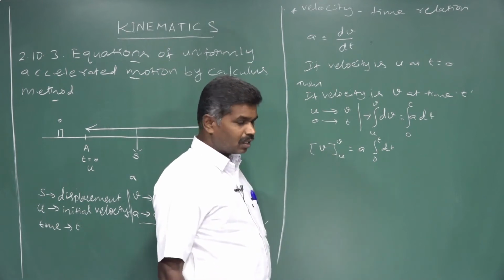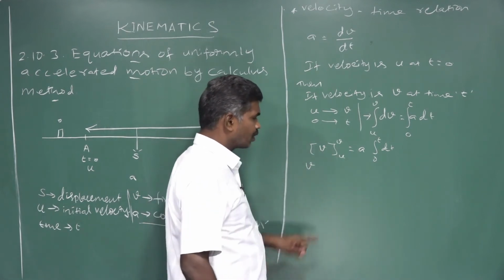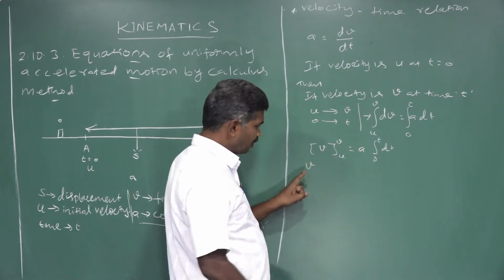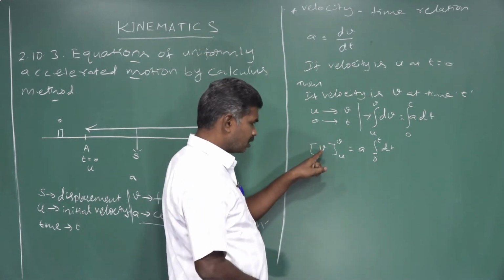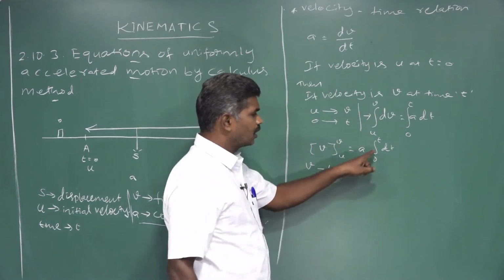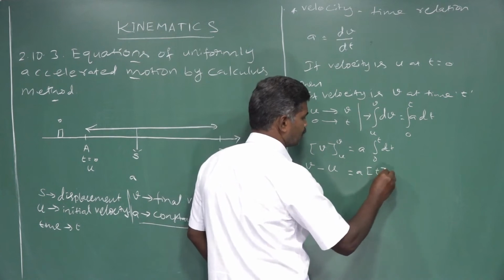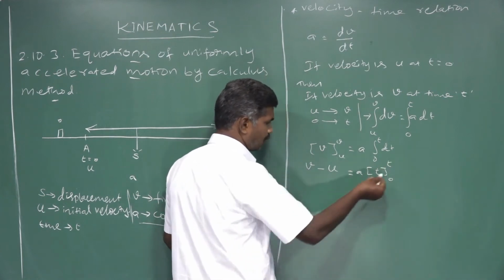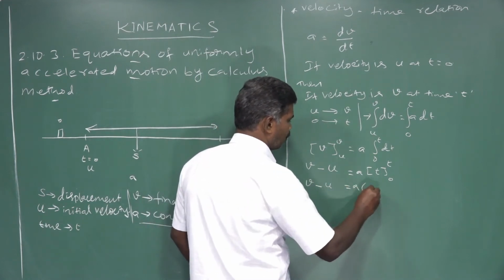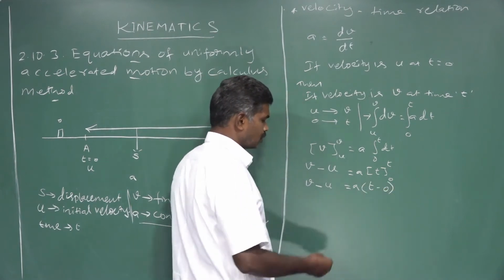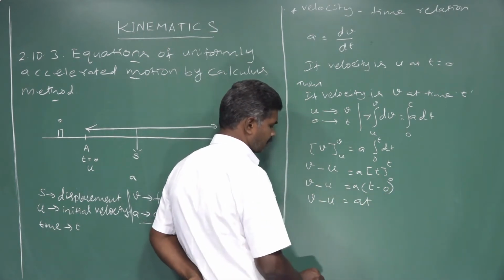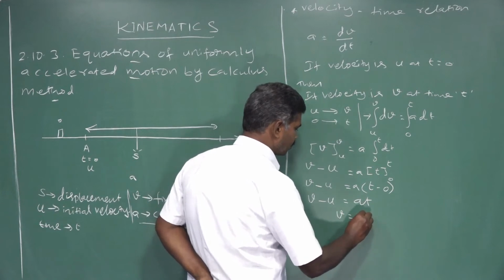Now we are going to substitute the upper and lower limit. First we are going to substitute the upper limit v for this v, that is the upper limit v, minus, for this lower limit, u, equal to a into integral dt, which can be taken as a t. There also the limitation is 0 to t. If you substitute it, v minus u equal to a of t minus 0. So rearranging the equation, v minus u is equal to at. Otherwise, finally, v is equal to u plus at.